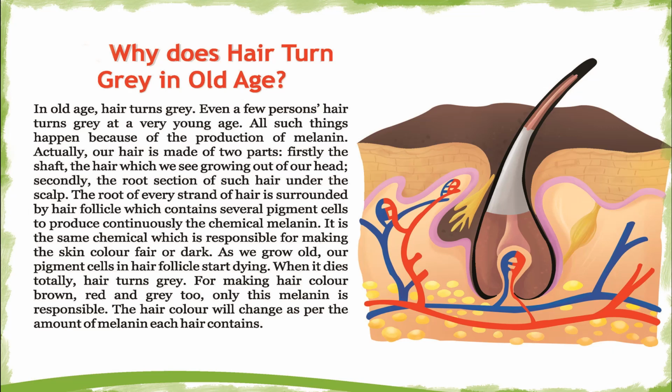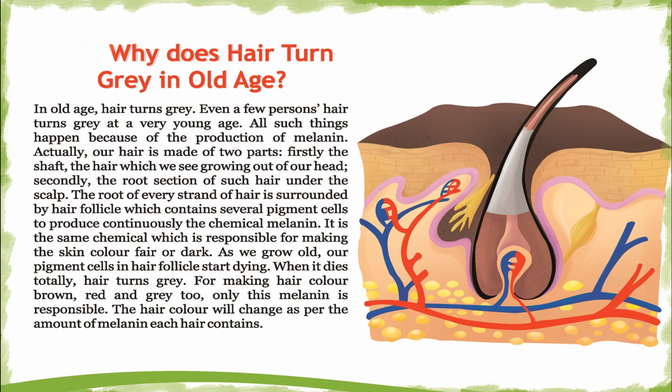Actually, our hair is made of 2 parts. Firstly, the shaft, the hair which we see growing out of our head. Secondly, the root section of such hair under the scalp. The root of every strand of hair is surrounded by a hair follicle, which contains several pigment cells to produce continuously the chemical melanin. It is the same chemical which is responsible for making the skin color fair or dark.